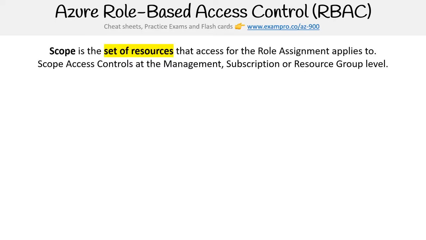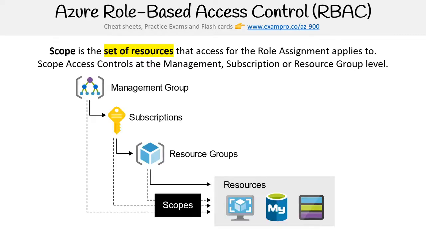Then the last component here is scope. This is the set of resources that the role assignment is going to be granted access to. So scope access controls at the management, subscription, or resource group level. To explain that, you have resources down below, and that is what you want to gain access to. But you can set scope at the management group level, the subscription level, or the resource group level.